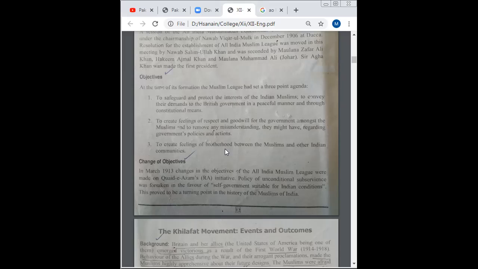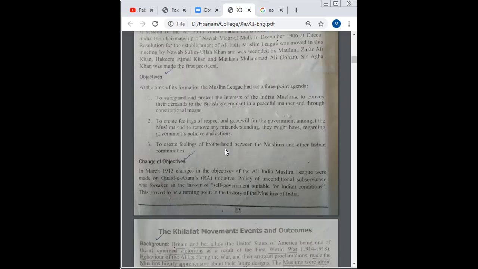The third is regarding the other nations. It was decided that the Muslim League will work for harmony between the Muslims and the other nations of the subcontinent. So it was decided that the Muslim League will create a feeling of brotherhood between the Muslims and the other Indian communities. These objectives are known as the basic objectives of the Muslim League.